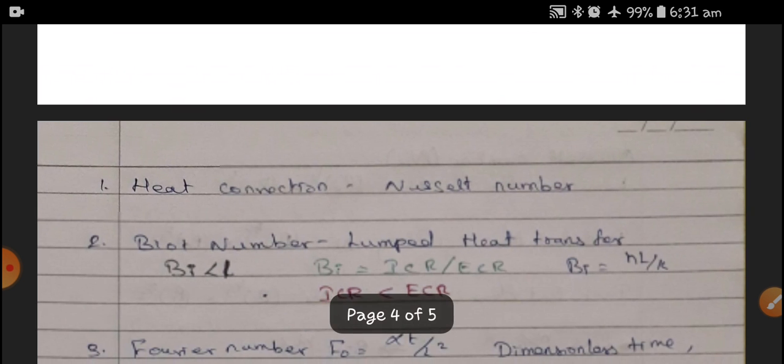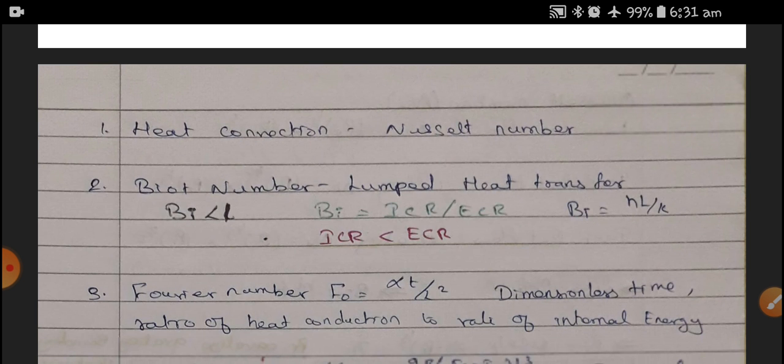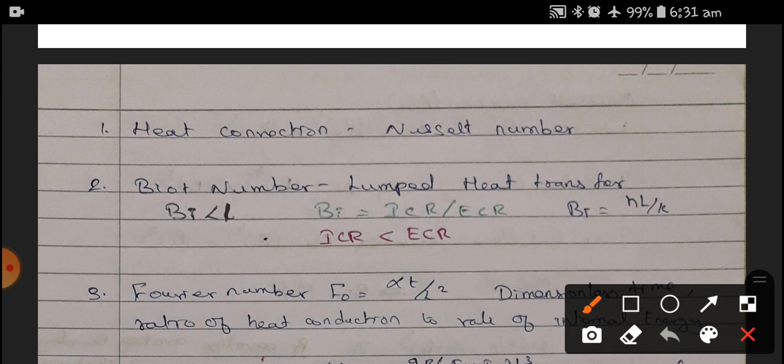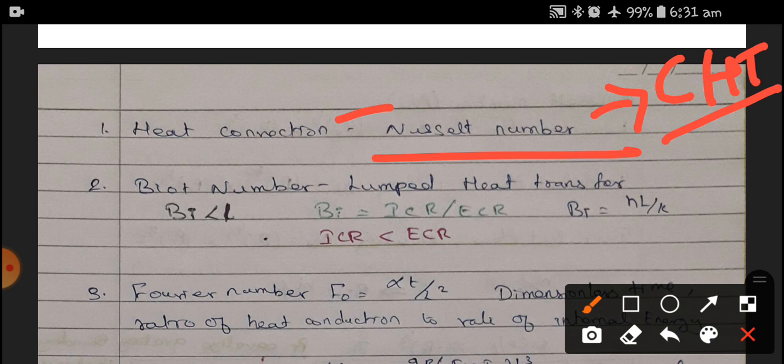The next is for heat conduction. For heat convection, we are using Nusselt number. The Nusselt number is the ratio of convective heat transfer to the conductive heat transfer, the convective heat exchange to the conductive heat exchange. So that is called Nusselt number.